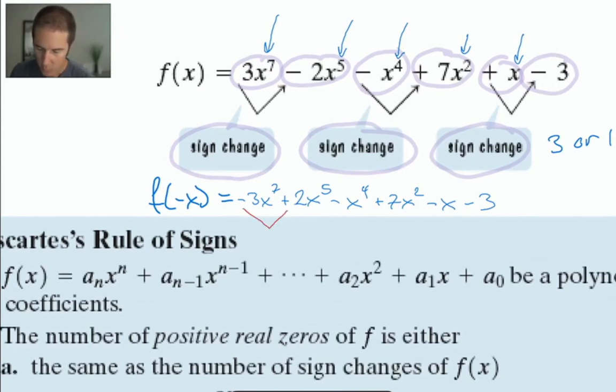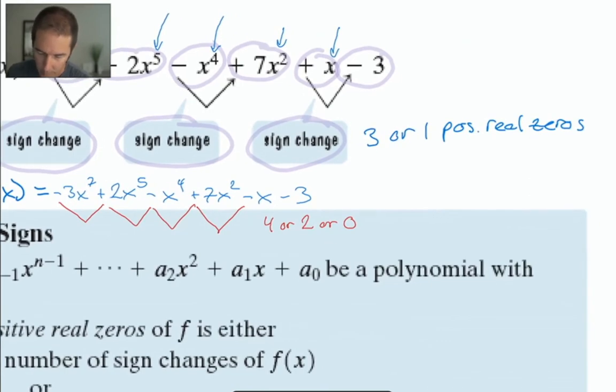Negative to positive, that's one sign change. Positive to negative, sign change. Negative to positive, sign change. Positive to negative, sign change. Negative to negative, not a sign change. So how many sign changes do we have? 4. That means there will be 4 or 2 or 0 possible.